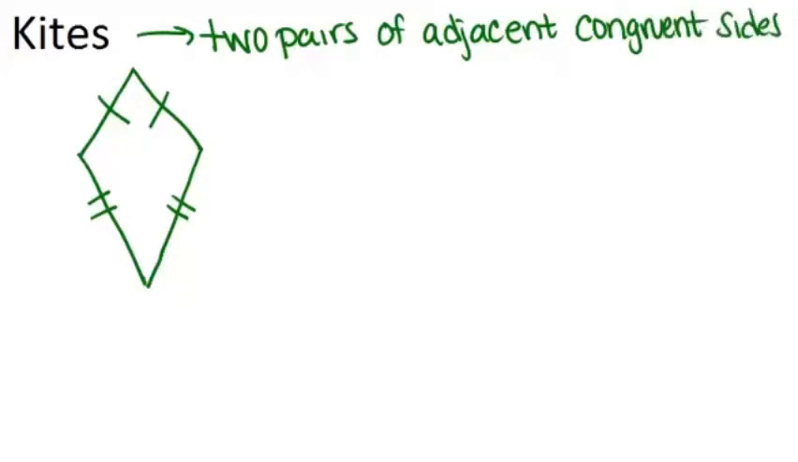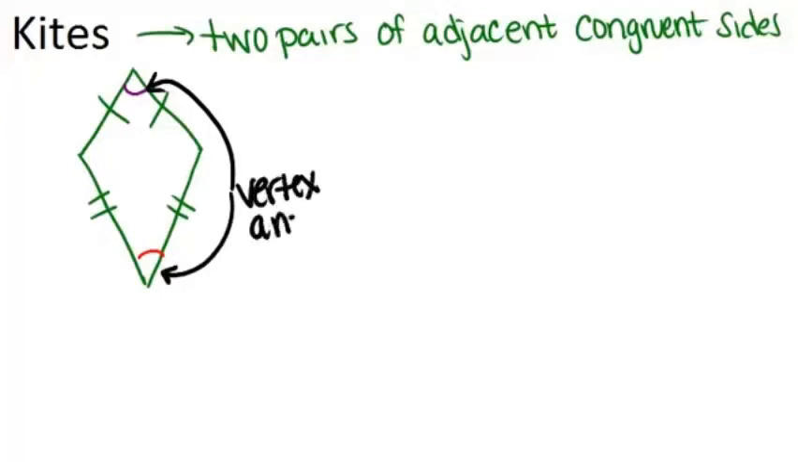Now a kite has some interesting properties and parts that we need to know the names of. The first is that the angles that are between the congruent sides, so this one and this one, are each called vertex angles. They are not going to be the same measurement. The other angles, the non-vertex angles, so that would be this one right here and this one, they actually are congruent. So one property of a kite is that the non-vertex angles will always be congruent.